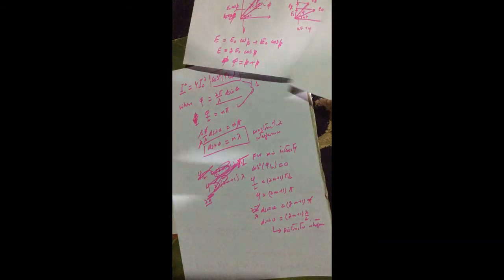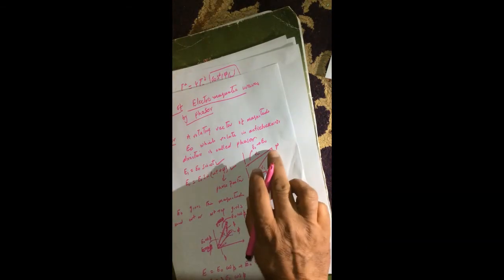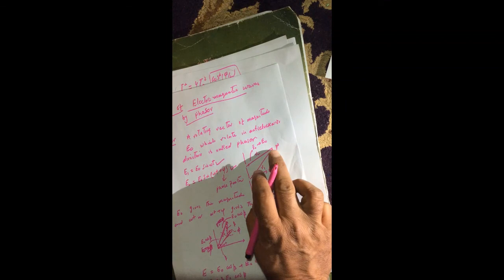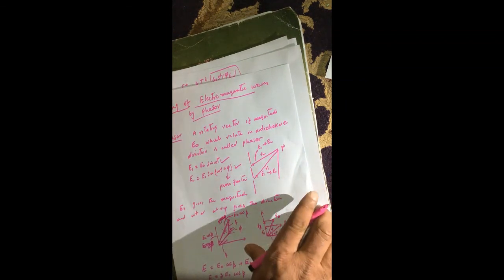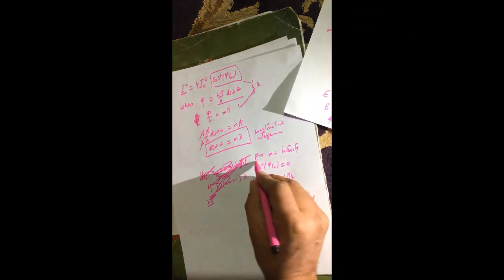Because the path difference is odd multiple of lambda by 2, then the two waves reaching point P will interfere destructively, and we have a dark spot here. If it interferes destructively and we have a dark spot, then the intensity will be minimum. So this is all about addition of electromagnetic waves by phasor.